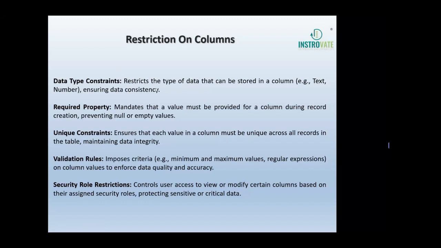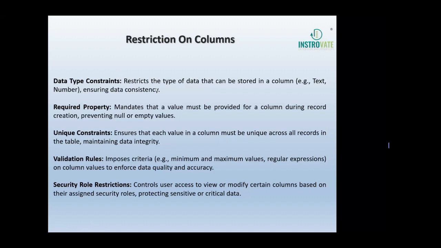Now required property. It mandates that a value must be provided for a column during record creation, preventing null or empty values. So we can prevent the column from that. Now, if we are talking about unique constraint, it ensures that each value in a column must be unique across all records in the table. So it will maintain the data integrity basically.